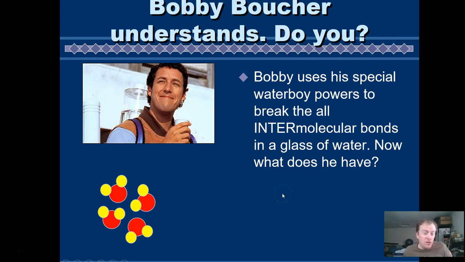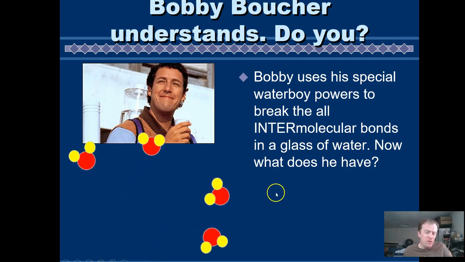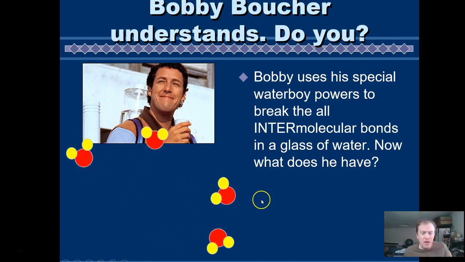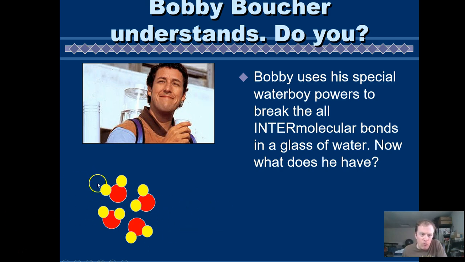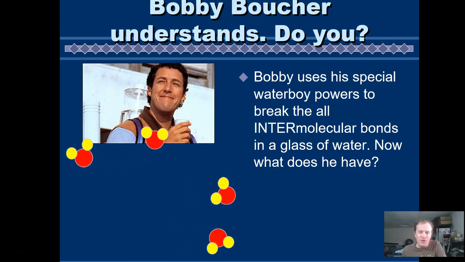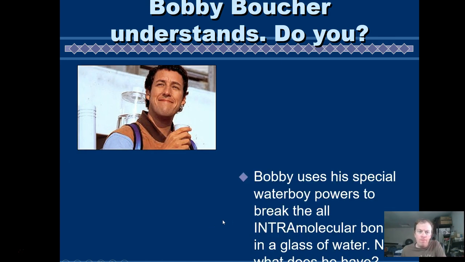If you break intermolecular bonds, here you go, he's going to zap it, and boom, all you're really doing is separating out the water molecules. Now, you don't need special waterboy powers to do this. You just need a little bit of heat. But he's going to go from liquid water to water vapor if that happens. So that's intermolecular bonds. He's breaking those bonds between the water molecules. In the liquid state, they're nice and close. And then when he breaks the intermolecular bonds, they're in the gas state. But still, notice H2O. Nothing's changed about that.